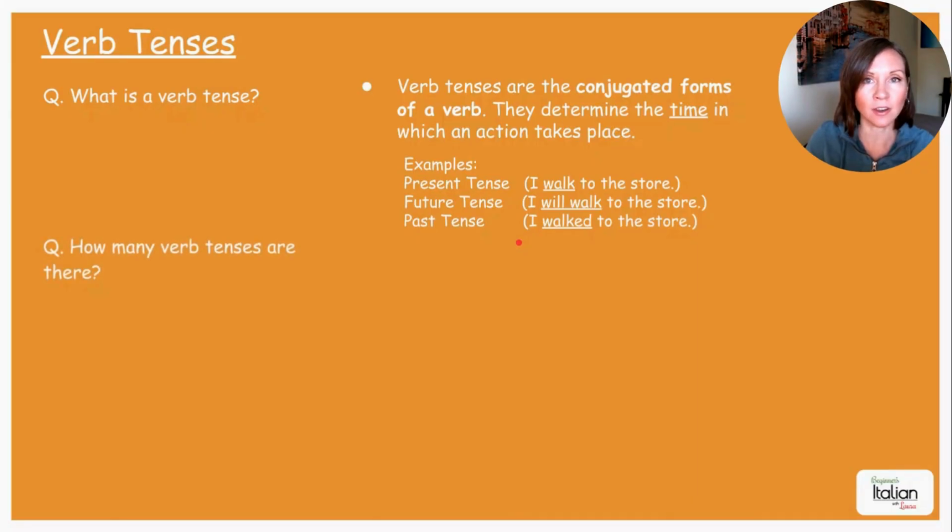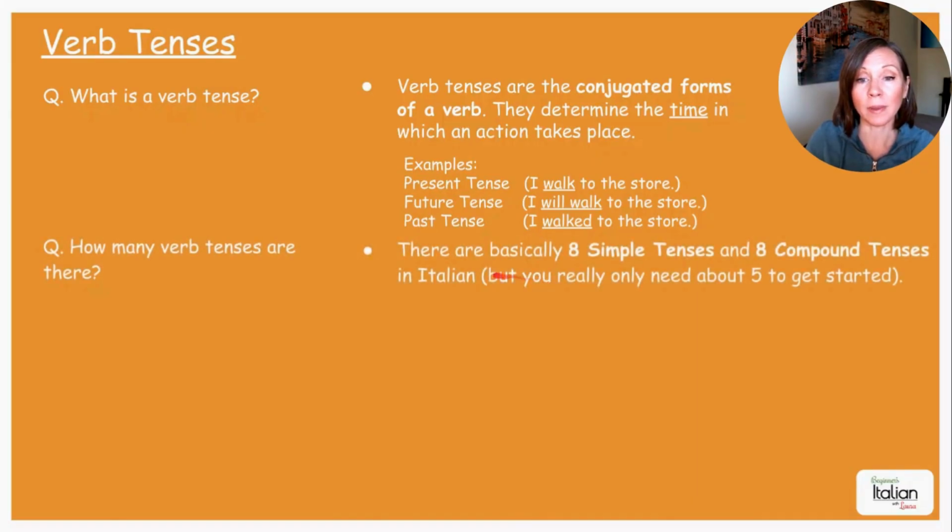How many verb tenses are there? There are basically 8 simple tenses and 8 compound tenses in Italian, but you really only need about 5 to get started. Okay, so it may feel overwhelming that there's so many, but just stick to the basics for now, and you can always add more tenses as you progress.